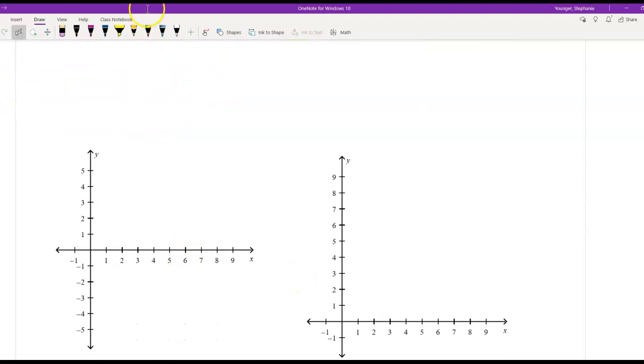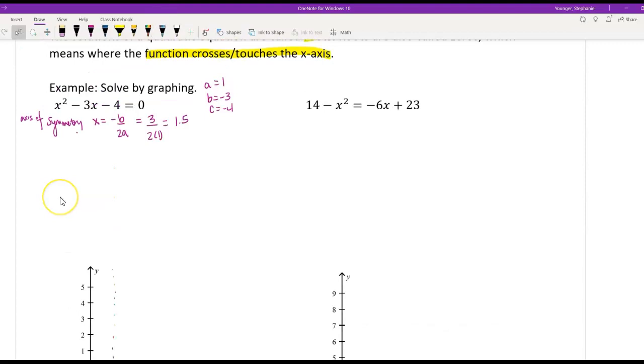So I'm going to go over here and I'm going to do my little dash along 1.5. It's just for a frame of reference for us. We know that we're going to be symmetric across that axis of symmetry of x equals 1.5. All right, now we have to find that vertex, which is f of negative b over 2a is that y value.